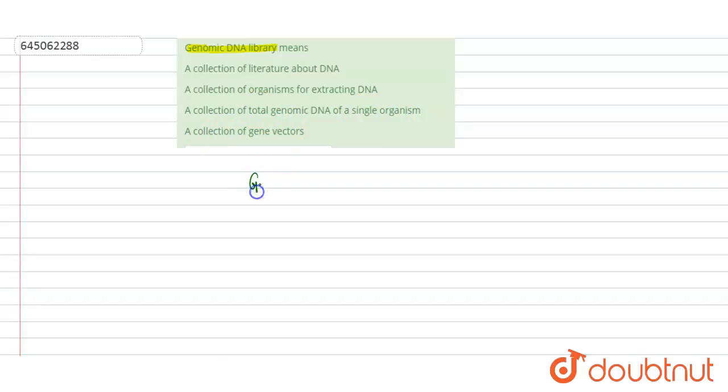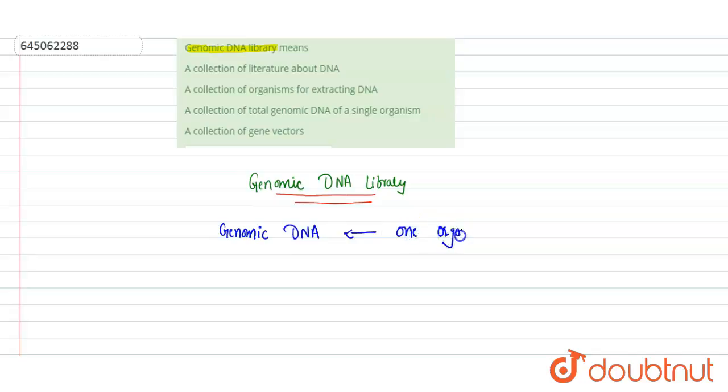So if we see the genomic DNA library, these days these genomic DNA libraries are widely used for studying the complete sequence of DNA. It is widely used in various experiments because it is a library which contains the genomic DNA of organisms. It contains all the genomic DNA of one organism, belonging to one organism.